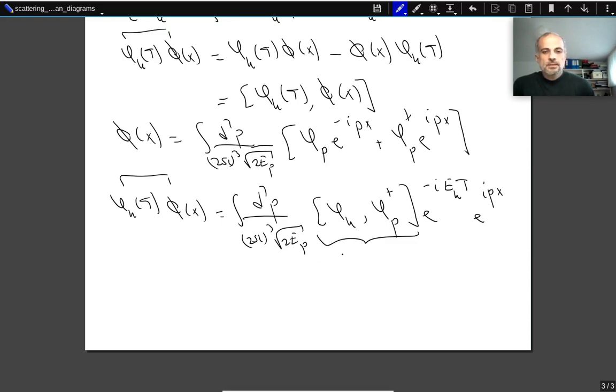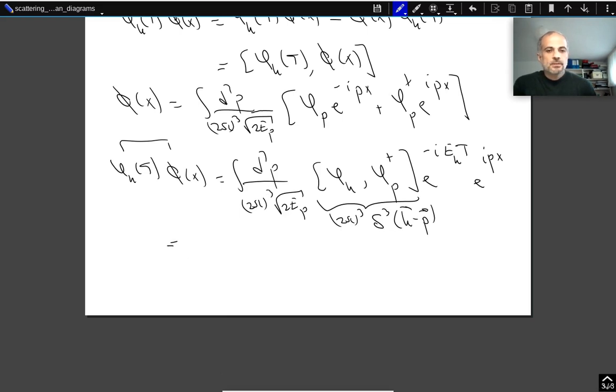And this commutator is again 2 pi cubed, the three-dimensional Dirac delta of k minus p. So this p integral, these 2 pi cubes cancel. I can take this p integral using this Dirac delta, and it just gives me e to the power minus i e_k t, e to the power i k x divided by square root of 2 e_k.